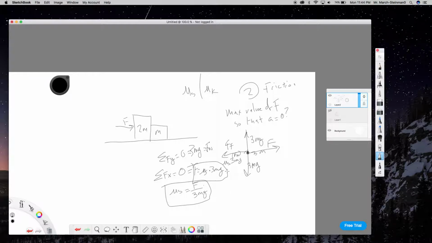Okay, so the units here would cancel out. I get 1/3 here as some coefficient. So let's see what we can do in terms of the forces on each individual block.